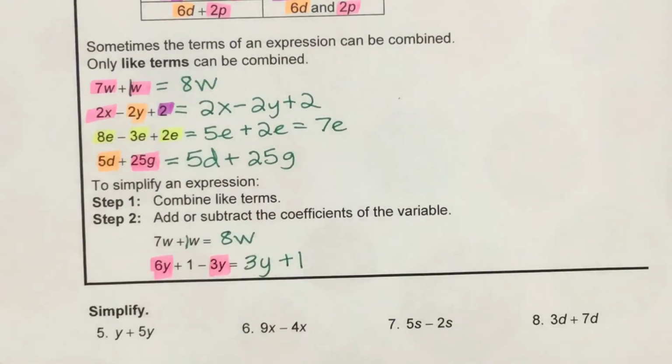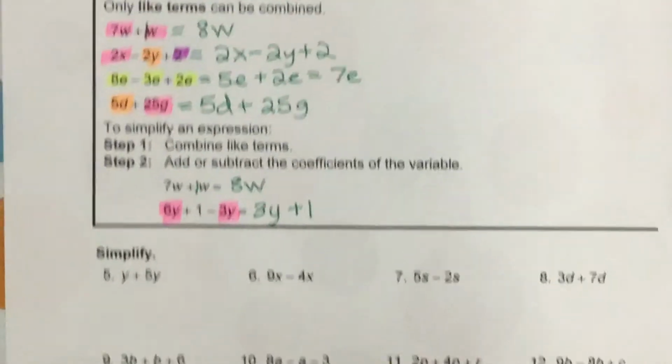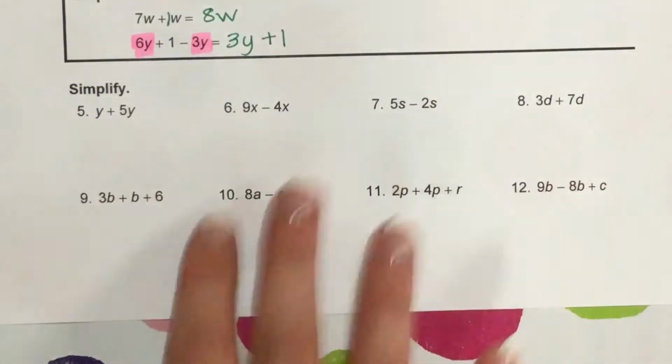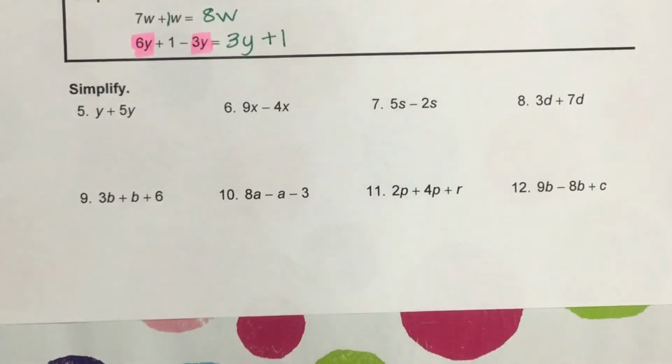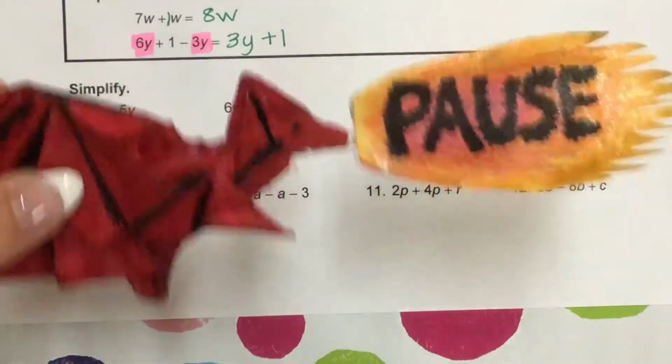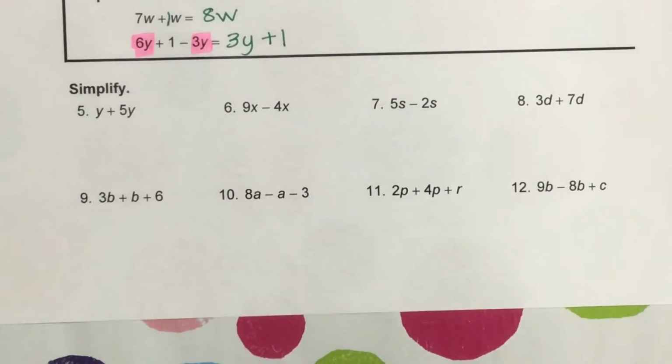So we've done quite a few problems here. Now what I want you to do is work on these problems down here, and I want you to simplify them by combining like terms. So go ahead and pause, and when you get done, press play, and we'll go over them. Perfect. You are back. Let's see how you did.